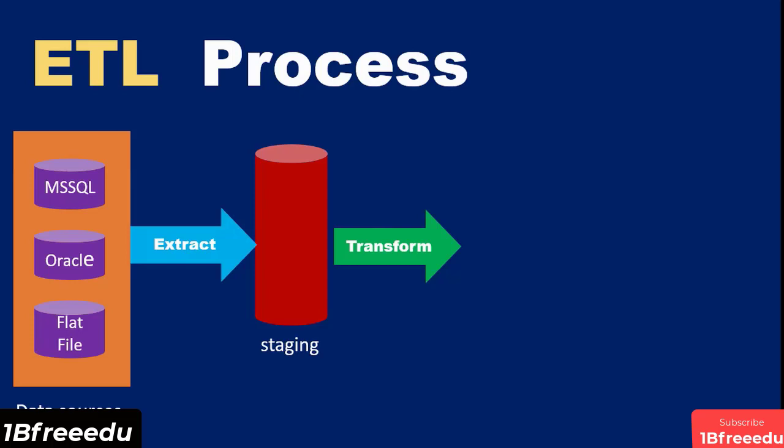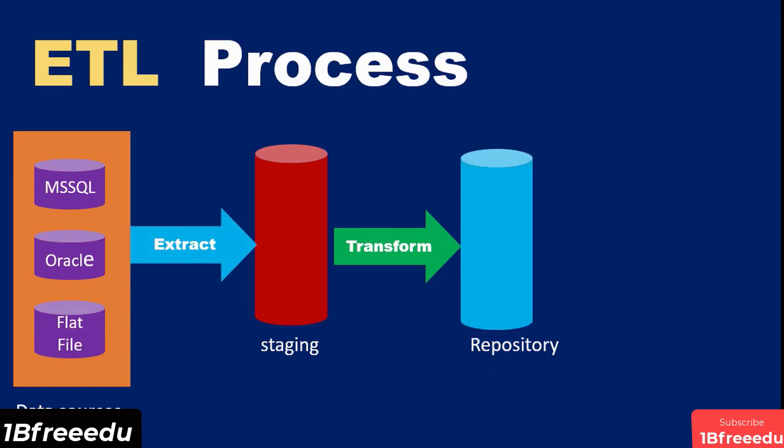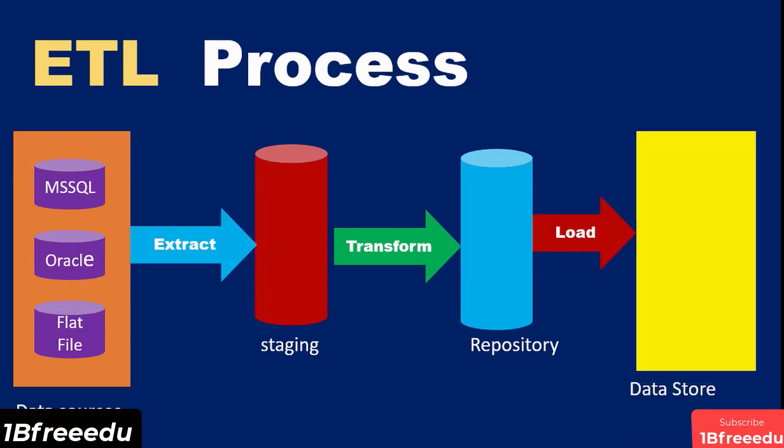Once the data has been transformed, you can hold it in a repository. From that repository, you can then load the transformed data into your data store or data warehouse. This could include several database systems you want to load the data into. So this is just a basic illustration of how the ETL process works.